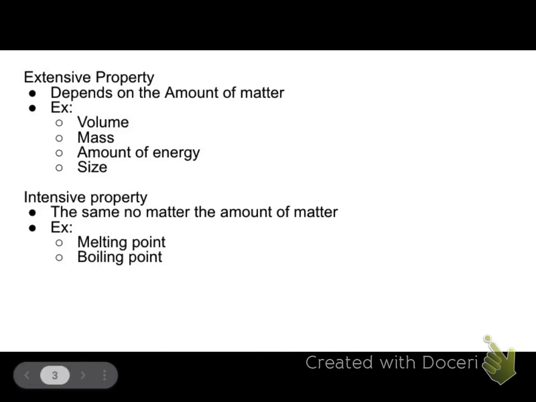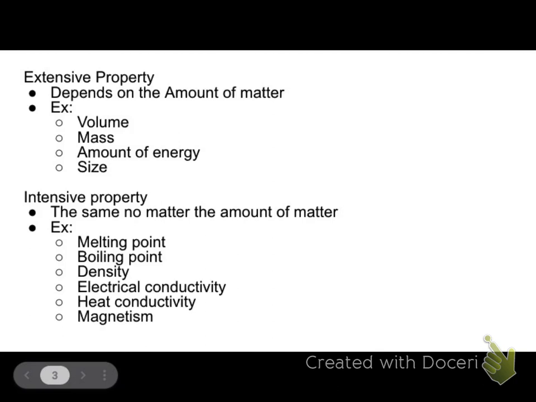Other examples of intensive properties are melting point, boiling point, density, electrical conductivity, heat conductivity, magnetism. So something doesn't suddenly become magnetic because you have more of it. It's either magnetic or it's not.